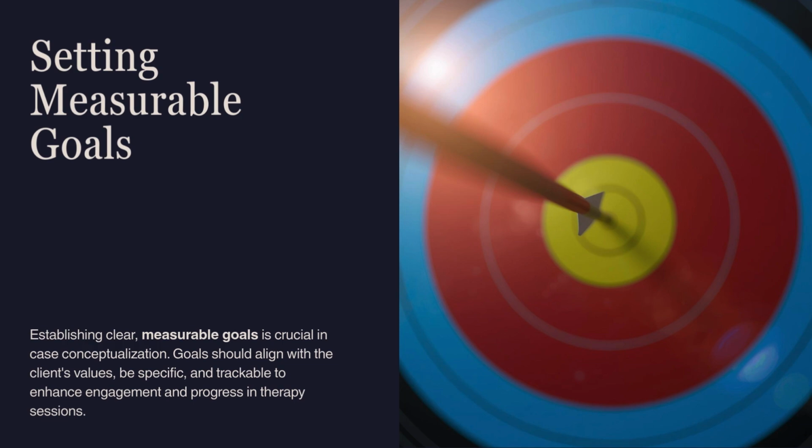Now we turn the conceptualization into goals. Choose 2 or 3 measurable goals connected to the maintaining cycle. Goals should align with the client's values and readiness. Use SMART language, specific and trackable. For example, reducing avoidance by using graded exposure. Please make sure you look up and remember what SMART language is.